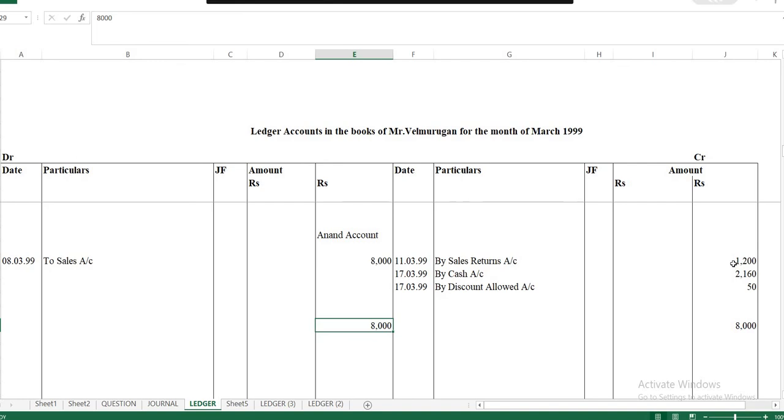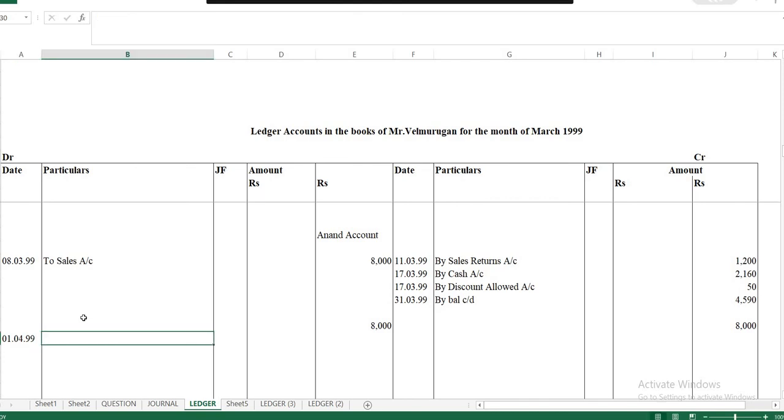The total of this side is only 3410. So if you look at the difference, it is coming as 4590 for me. Okay, so this amount is known as what? By balance carry down. So the date will be the 31st March 99. By balance carry down 4590. Okay, so that amount has to be given. Now the date next is 1st April 99 to balance brought down. Just give these two things within lines. And whatever amount is in balance carried down, that same 4590 has to be given in balance brought down.